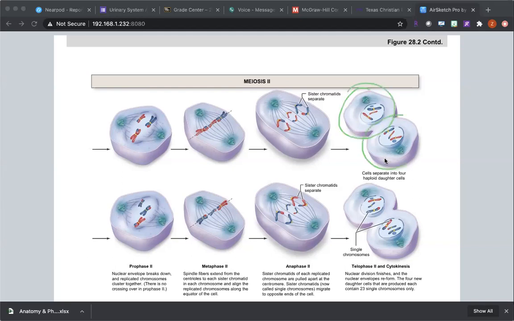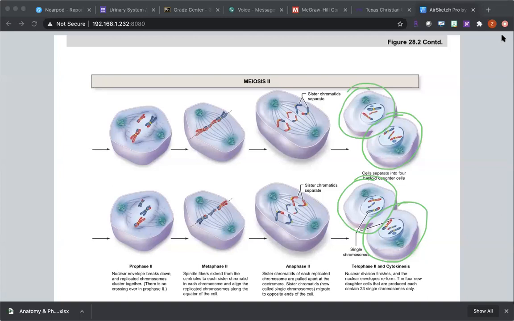1, 2, 3, and 4 haploid non-identical cells. Okay. And these are going to be your gametes. If this is spermatogenesis, following the male sperm development, each of these cells will become sperm. So one diploid cell in the beginning produces 4 sperm that can go and fertilize an egg.